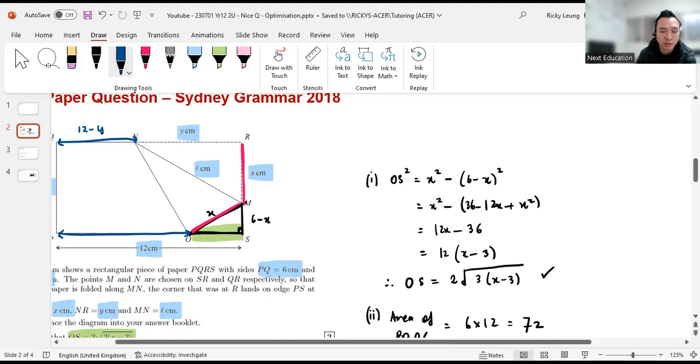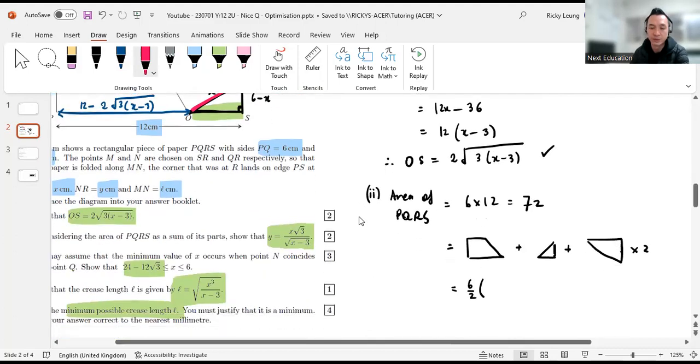Wow, that's not pretty. Is that what they want me to do? Yeah, I guess so. Guys, this side is 12 minus OS, which is like 2 root 3 x minus 3. Great. Right, so I got that. Now, I got x, got y. Okay, I can find that pretty easily, right? And this one here got based on. Okay, cool. I've got all the things I need.